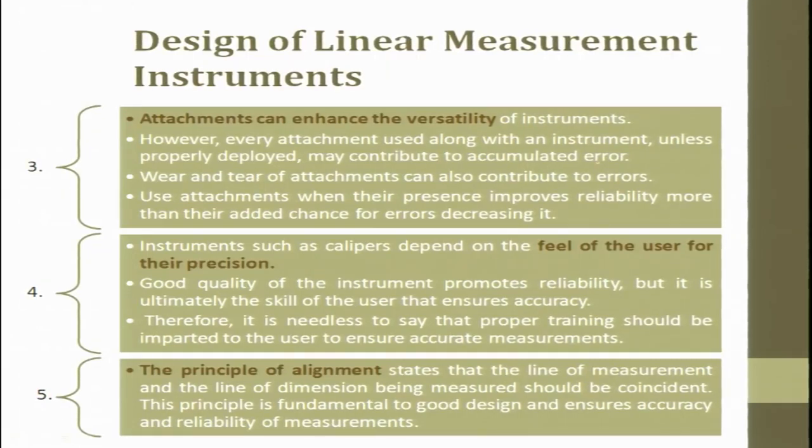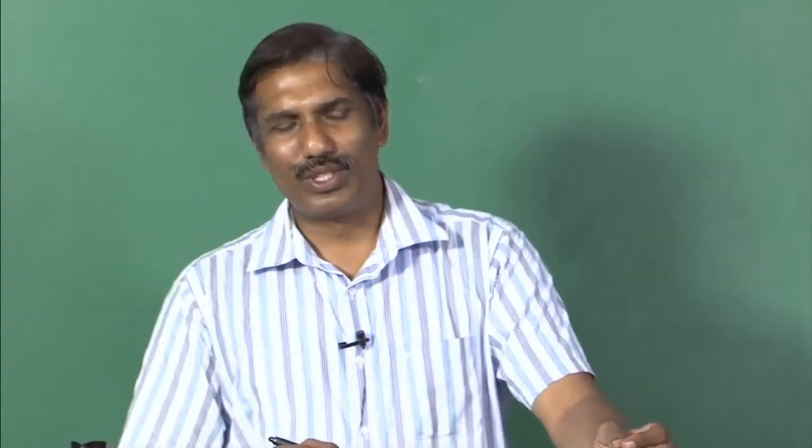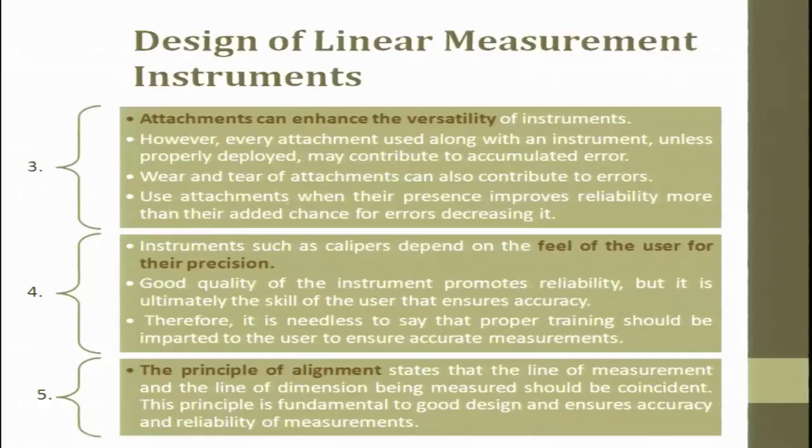That means to say, if you are trying to fix one more attachment to your scale, and if the attachment is not fixed properly, then there is going to be an error. So, this error is going to give you a value which is not original. Use attachments when their presence improves reliability more than their added chance of error decreases it.